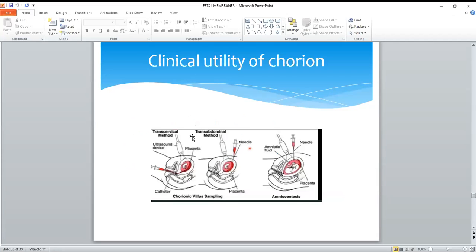So yeah, this is basically chorionic villus sampling. You're just sampling the chorion, right? So this is how you do it. Even look at how you approach it. You can approach it transcervically or transabdominally. See, it's high risk compared to this. So go read the disadvantages and advantages of each.